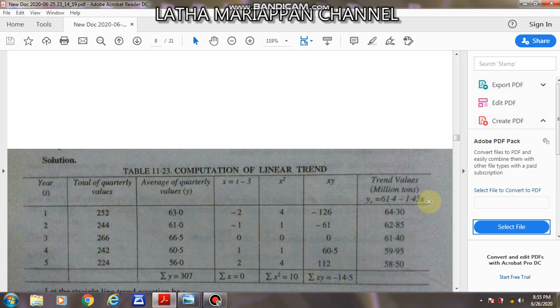Similarly, for x is equal to, next one is minus 1. Minus 1 substitute here and you will get 62.85. Then next one is x is equal to 0. So this term becomes 0. You will get 61.4. Similarly, put x is equal to 1. So you will get 59.95. In this equation, you have to change the value of x. So now we got the trend value of production, the production value, we got it.